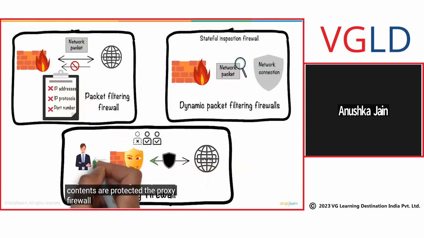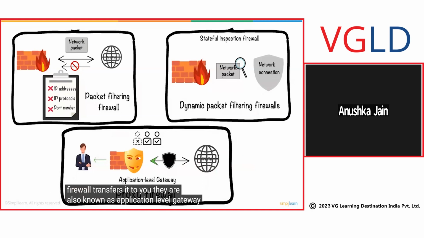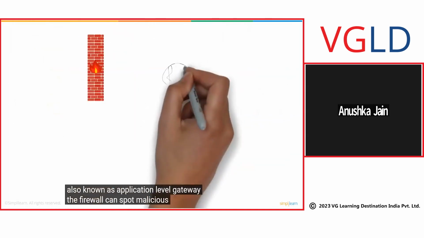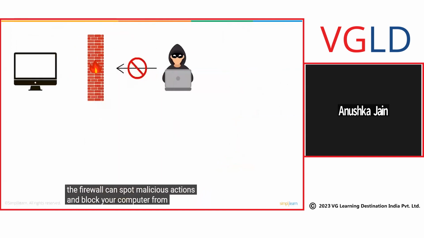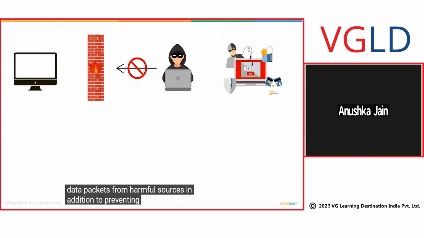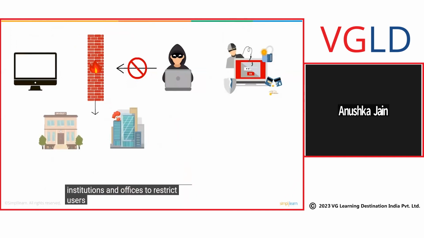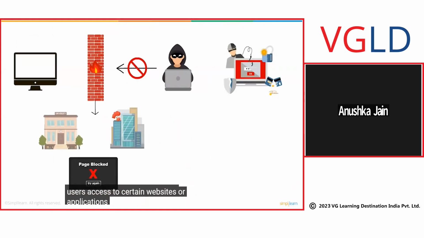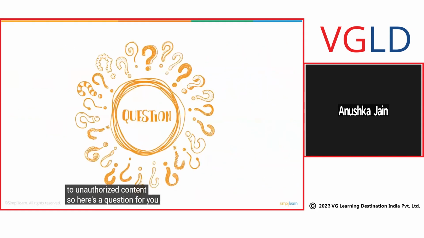Only if the incoming data packet contents are protected, the proxy firewall transfers it to you. They are also known as application-level gateway. The firewall can spot malicious actions and block your computer from receiving data packets from harmful sources. In addition to preventing cyber attacks, firewalls are also used in educational institutions and offices to restrict users' access to certain websites or applications. It is used to avoid access to unauthorized content.